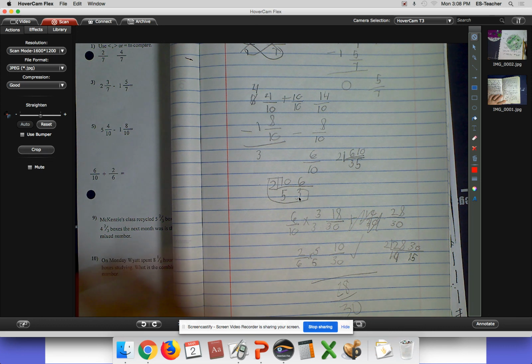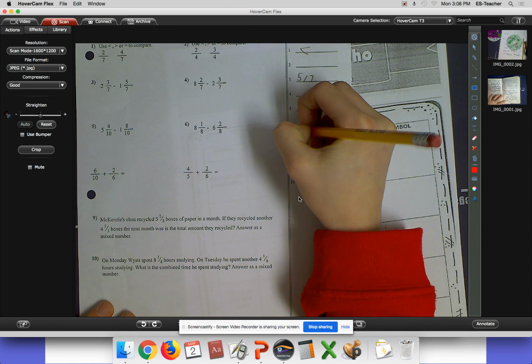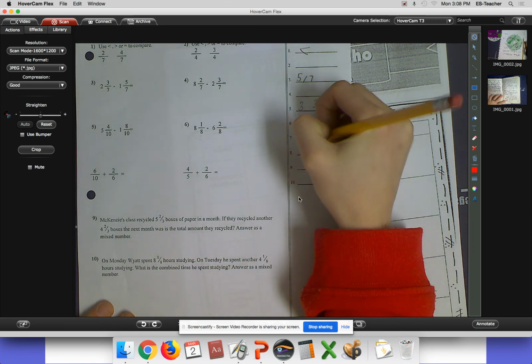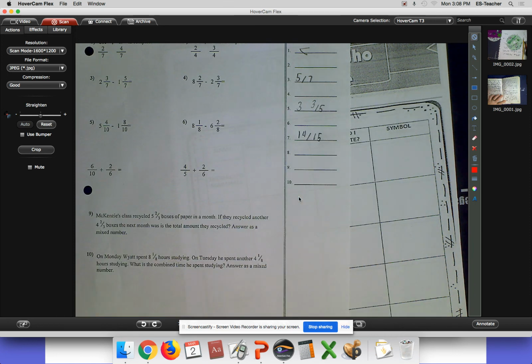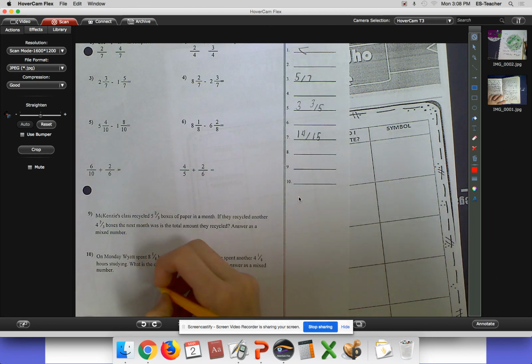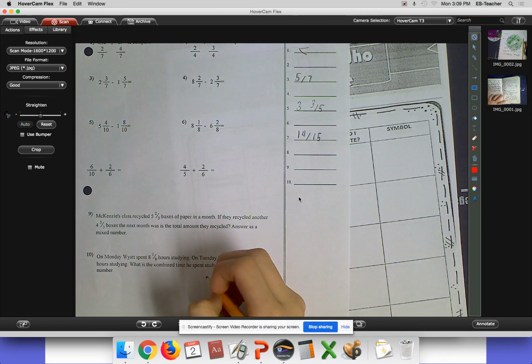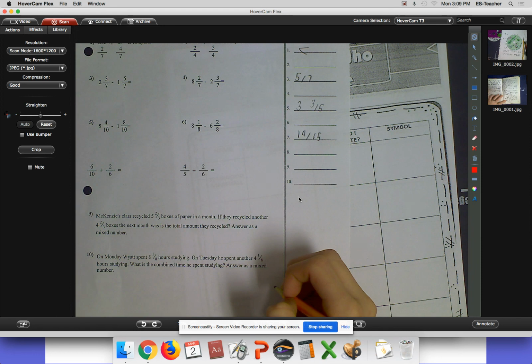All right, so number 7 is right, so you can go ahead and write it on your paper. And then you get to do the hard one about Mackenzie. Okay, ready? Mackenzie's class recycled 5 2/3 boxes of paper in a month. If they recycled another 4 2/3 boxes the next month, what was the total amount they recycled? Answer as a mixed number.